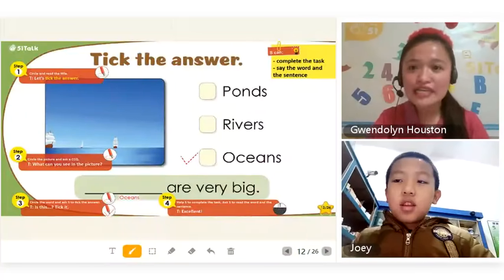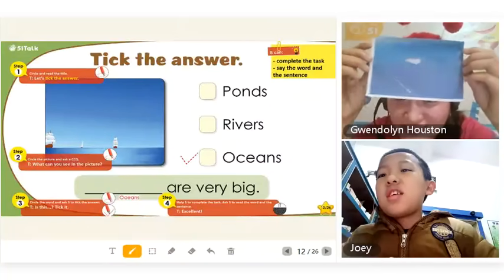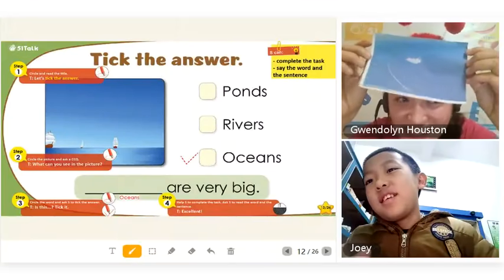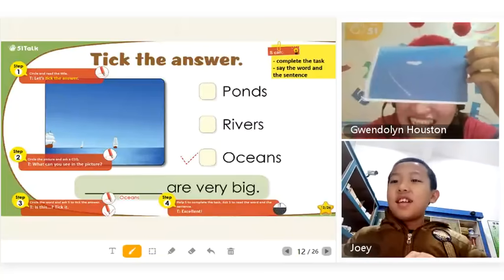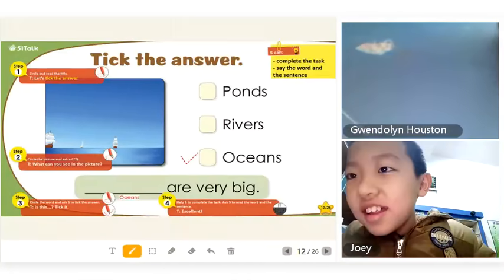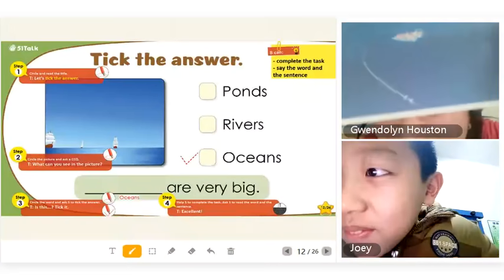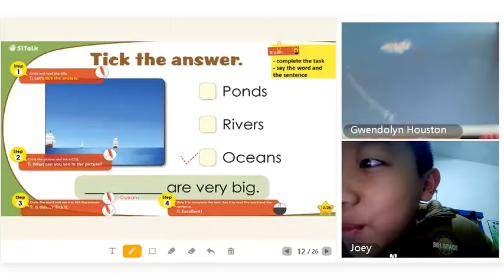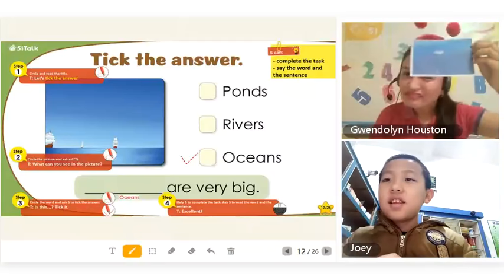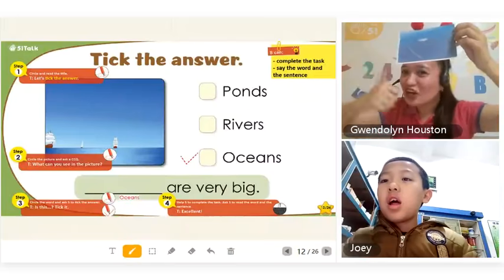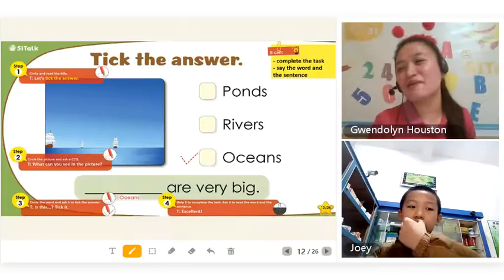Now, how about this one, Joey? What's this? Thumbs up or thumbs down? What is this? Look, I will put it close to you so you can see what that is. What's the name? Is this a thumbs up, thumbs down? Ocean or not? It's ocean. Yes, this is an ocean. Very good, Zoe. Very good.